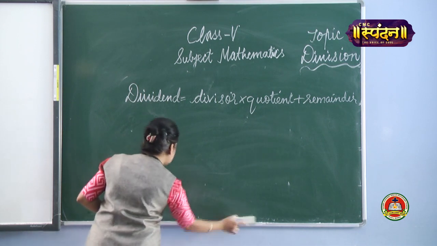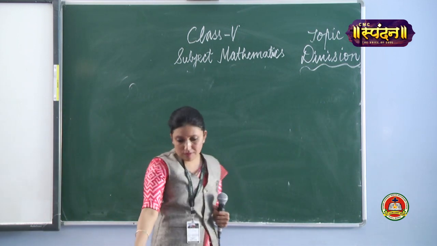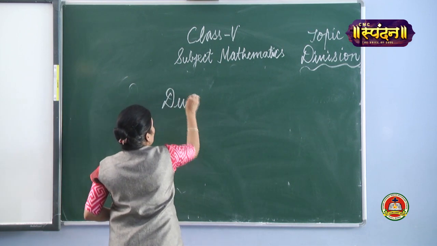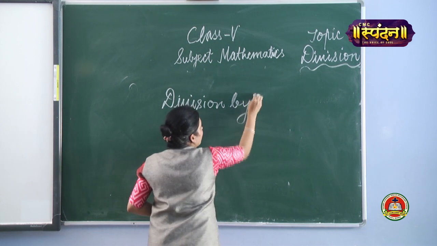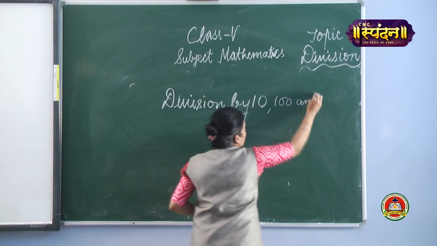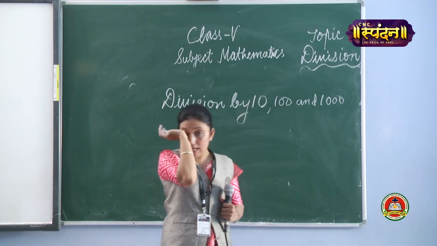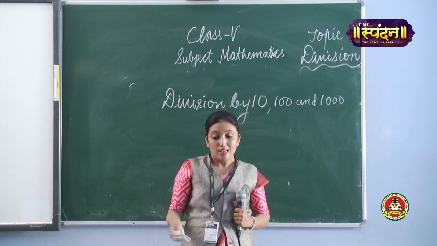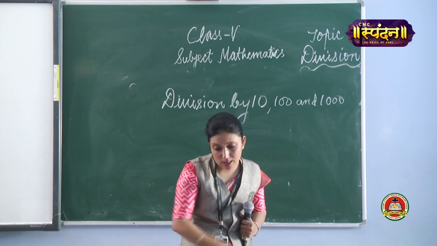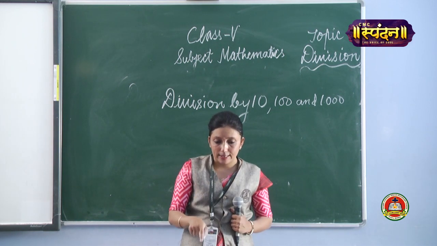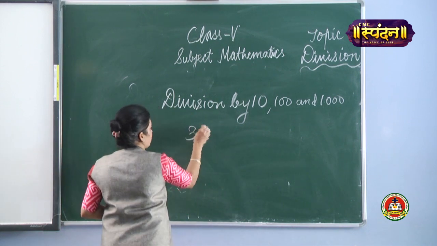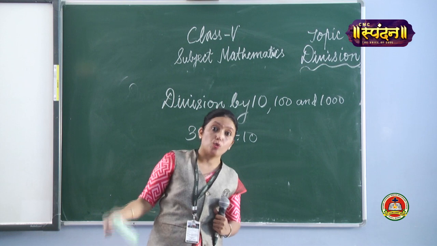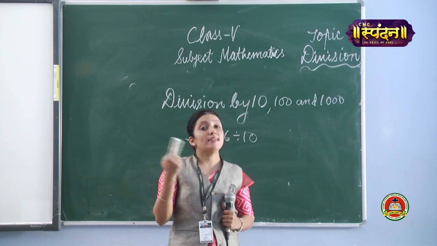Now let's see some other examples already given in your book, children, that is division by 10, 100 and 1000. You have done this in class 4, but it is a little more about how we will be dividing and how this is going to help you with a simple method. No need to divide it and write it down. That is the basic thing given to you. I will explain with one example, that is 39816 by 10. I will divide this and show you how you can get the answer directly.